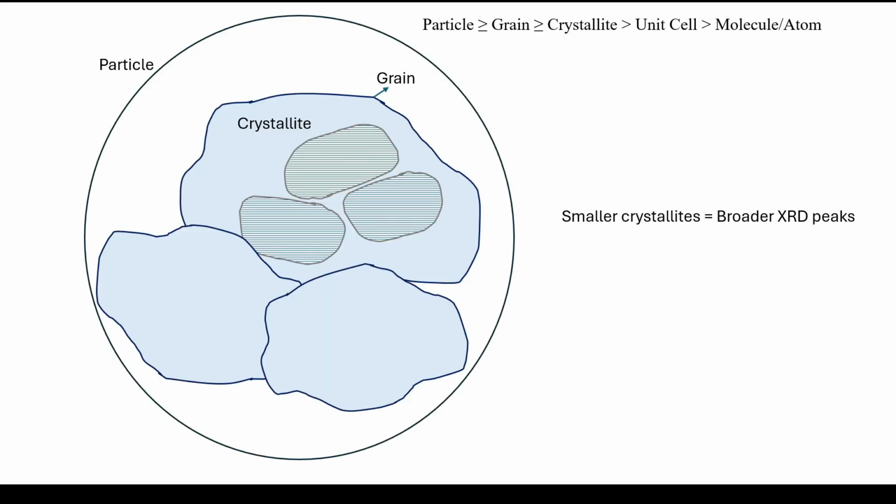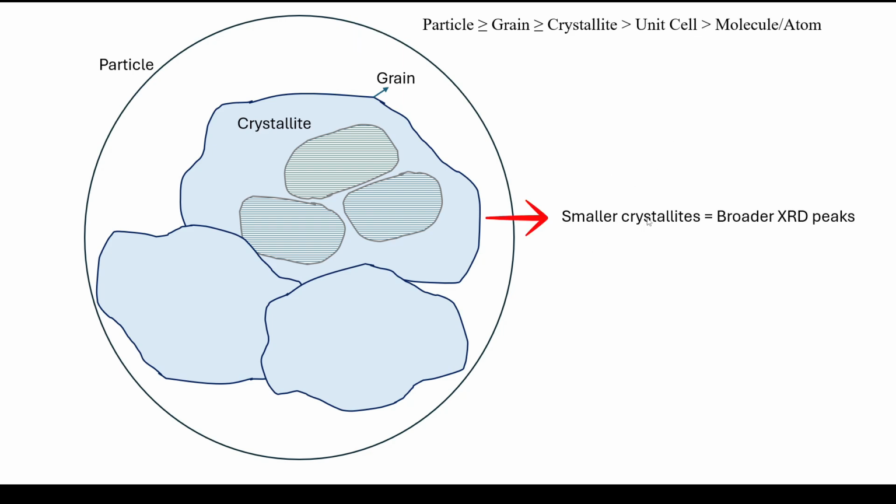Let's quickly break down the structural hierarchy of materials and why crystallite size matters in XRD analysis. At the larger scale, we have particles, which are made up of multiple grains. Each grain contains smaller crystallites, and those crystallites are built from repeating unit cells, which themselves consist of atoms or molecules. So the hierarchy goes particle ≥ grain, grain ≥ crystallite, crystallite > unit cell, and unit cell > molecule or atom.